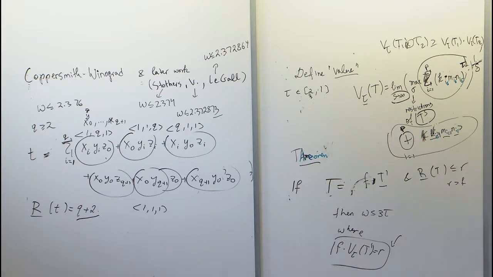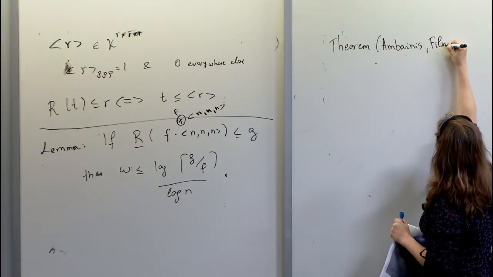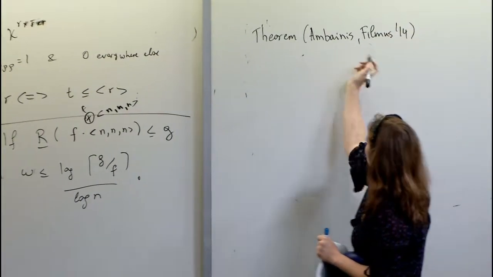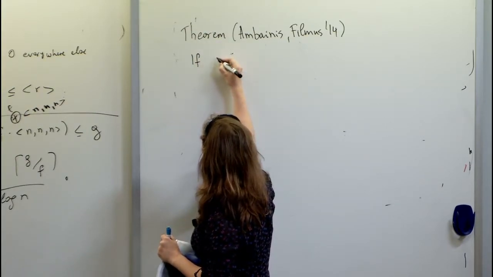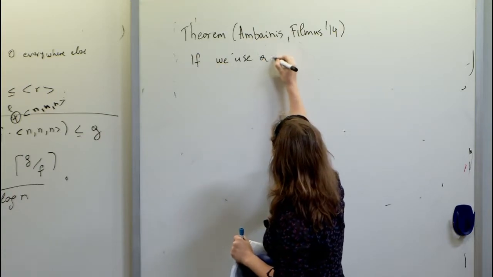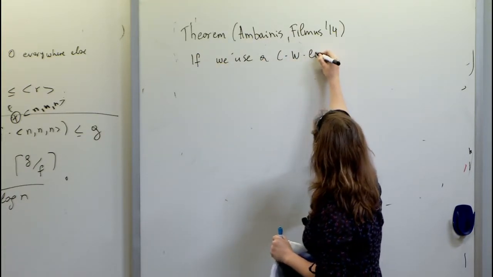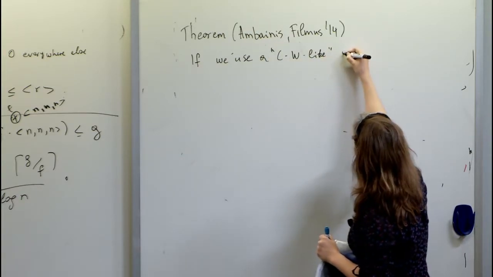So let me write this down. There's a new theorem that says essentially that you can't achieve omega equals 2 if you restrict yourself to this argument. So the theorem of, just recent, and they show that if personal limit are applied. So this is not very formal, but I'll tell you what it means.